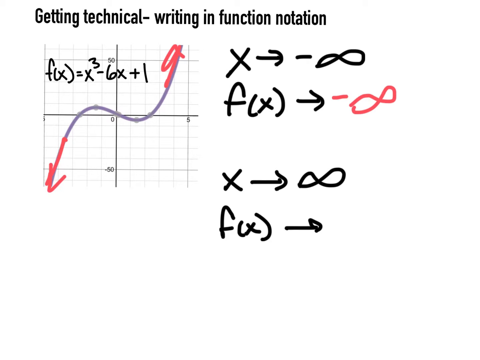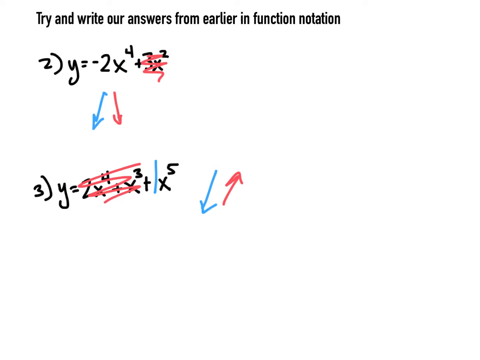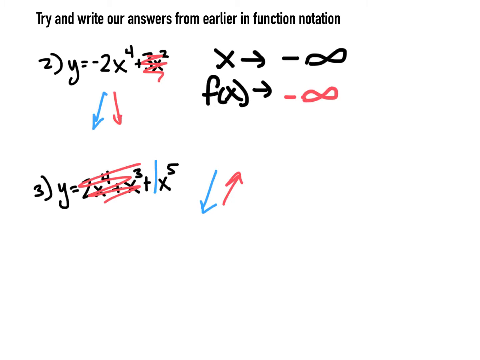Now as x goes to positive infinity, what's f of x doing? Oh, it's also rising and going to positive infinity. All right, so let's try to write our answers from earlier in function notation. Earlier, when we saw y equals negative 2x to the 4th, it was down, down. So as x went to negative infinity, I look at this left arrow because that would be going left. F of x also went to negative infinity because it went down. And as x went to the right to positive infinity, our function f of x actually went down to negative infinity.